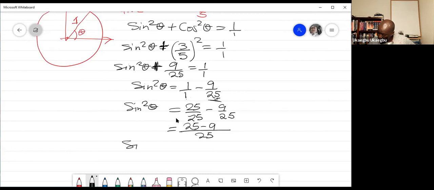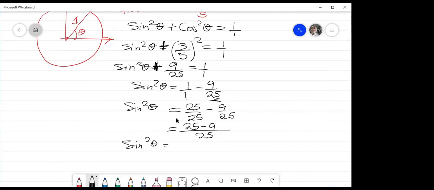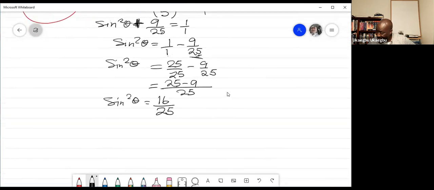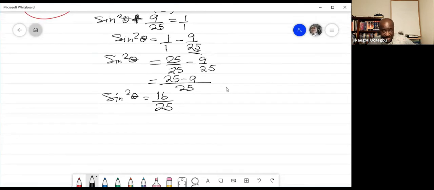So sine squared theta is, what is 25 minus 9? 16. 16/25. So some of you got this solution. Look at your paper. If you did not get 16/25, fix it, correct it. All right. So if you did not get 16/25, you can correct it now.